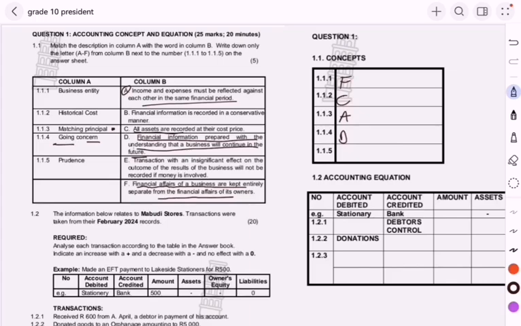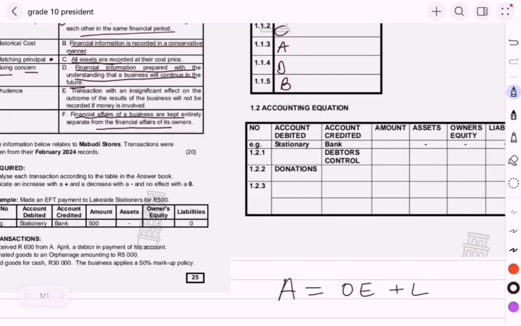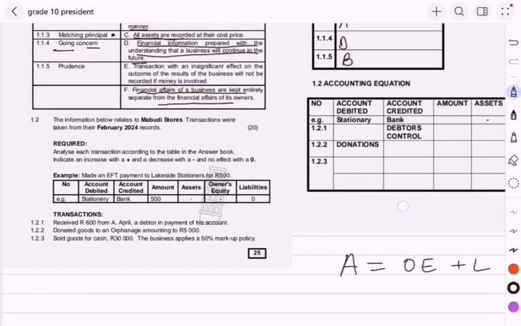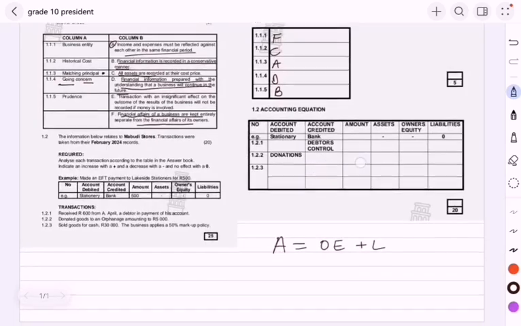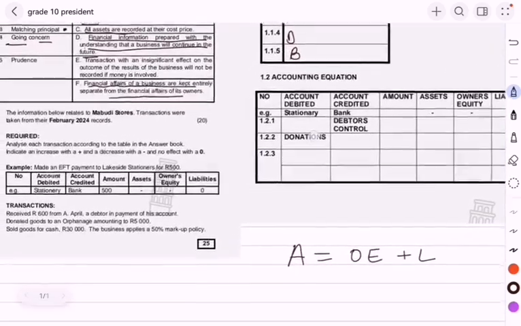And then when it comes to prudence, of course, that is going to be B right there. Because with B, they're saying to us, financial information recorded in a constructive manner. And B is our beautiful answer there. Right. So after that, we get straight into business now. So the business that I'm talking about, of course, is the accounting equation. So with the accounting equation, we should be very, very careful.